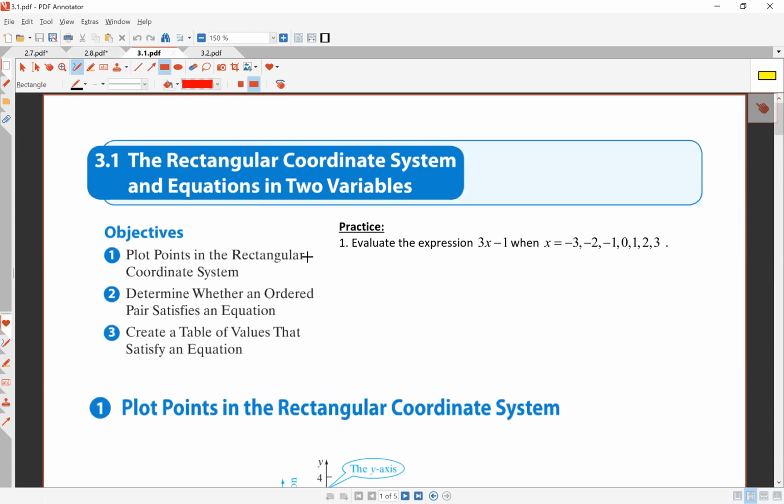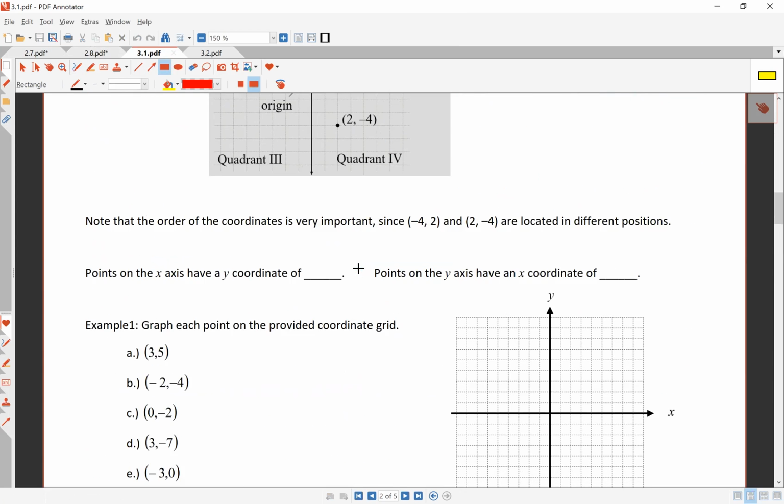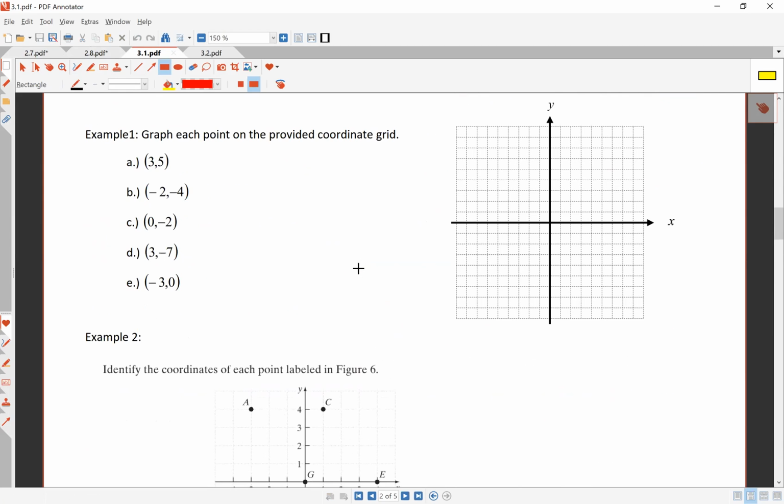And I'm going to get into 3.1 and 3.2, which is the rectangular coordinate system. So it's kind of frustrating at first because you see these what are called ordered pairs right after looking at interval notation. They seem to conflict with each other, but these are something entirely different.